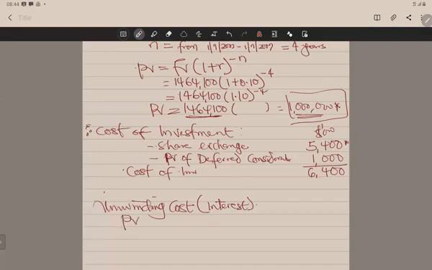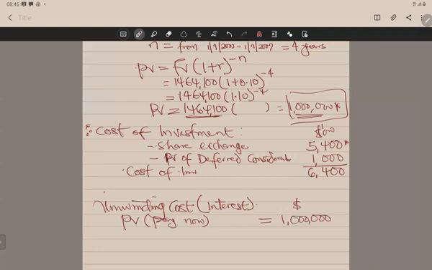PV. PV means the present value, or should I call it the value now? Okay, let's say we are paying it now. Sorry for using layman's language, it's for us to understand. Suppose we pay now, we'll be paying 1 million.